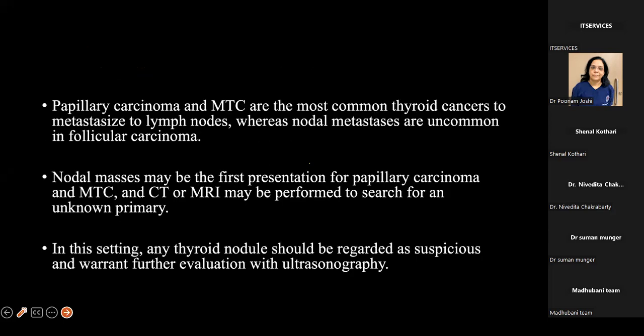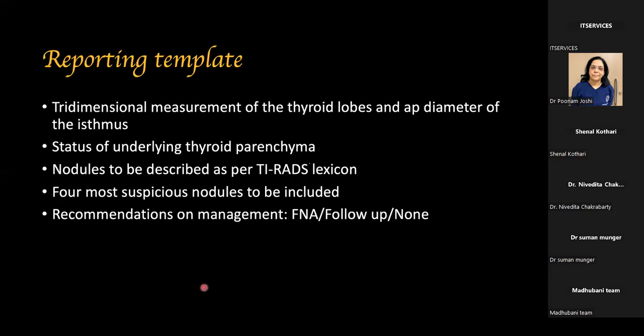The report should include measurement of the transverse diameter of the isthmus, and the underlying thyroid parenchyma also. Nodules have to be described using the lexicon. Four nodules have to be included. If there are multiple nodules, you have to be specific about whether FNA needs to be done.